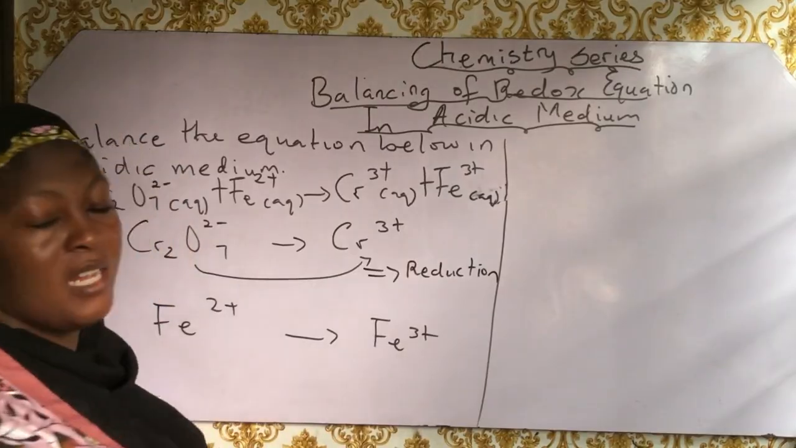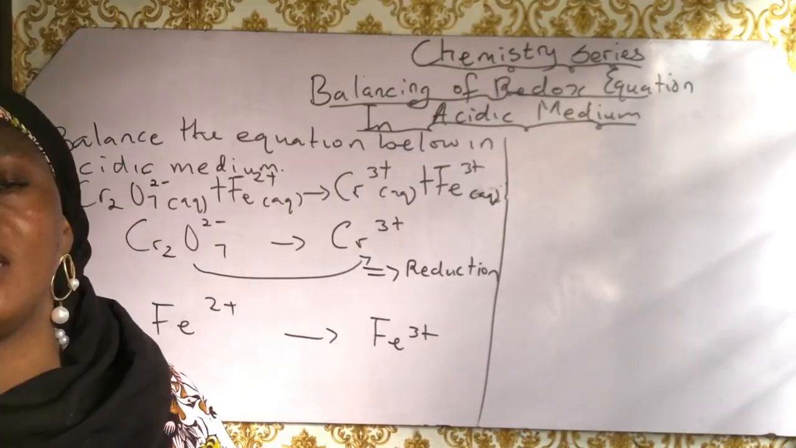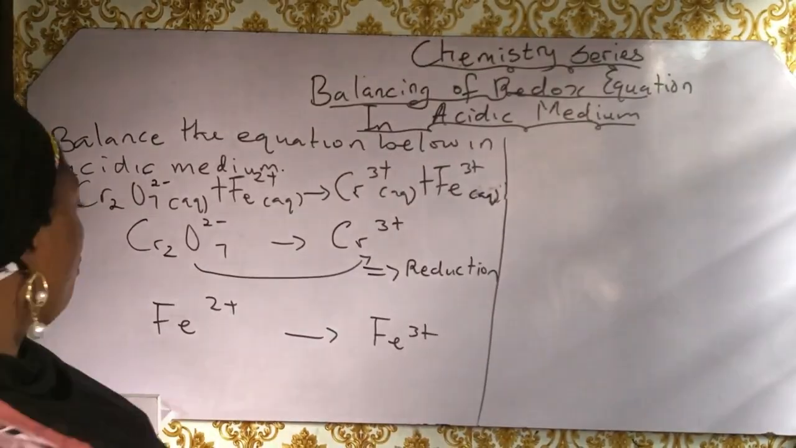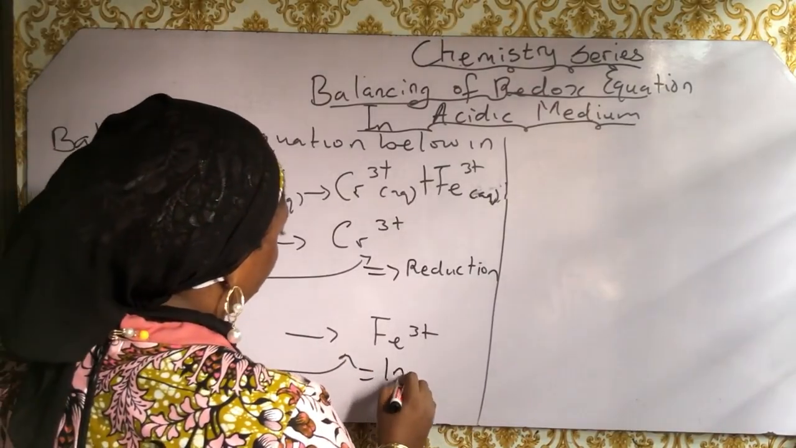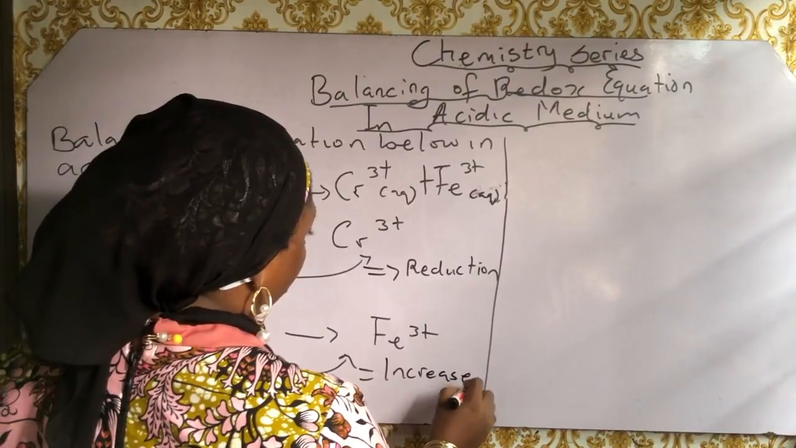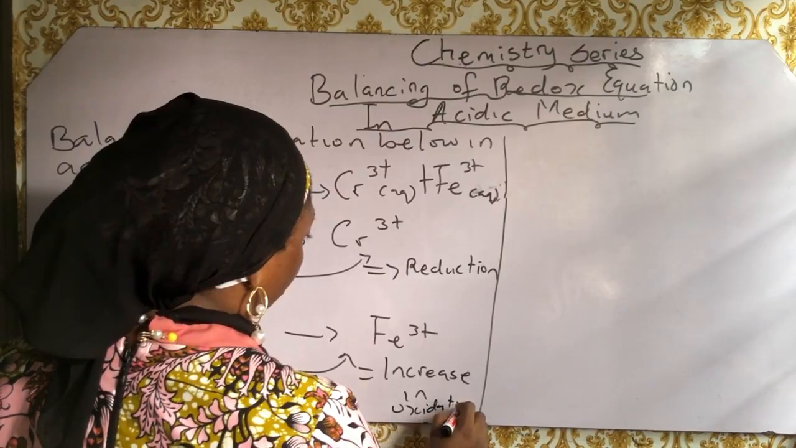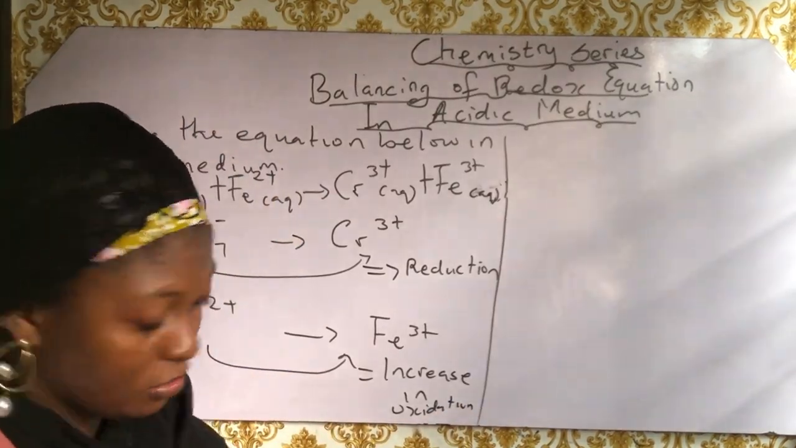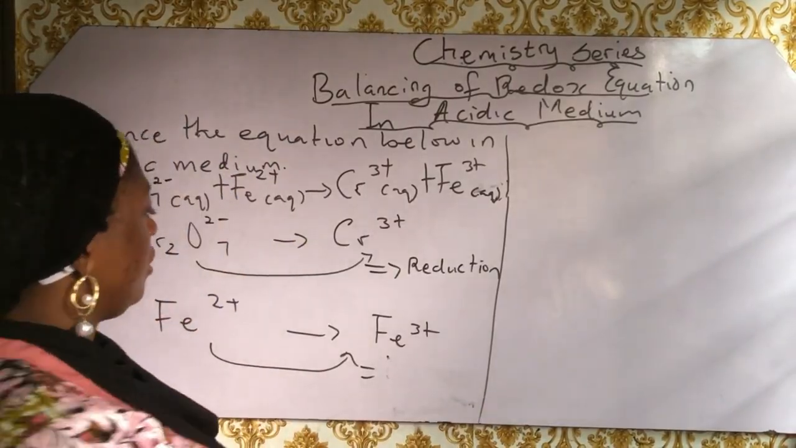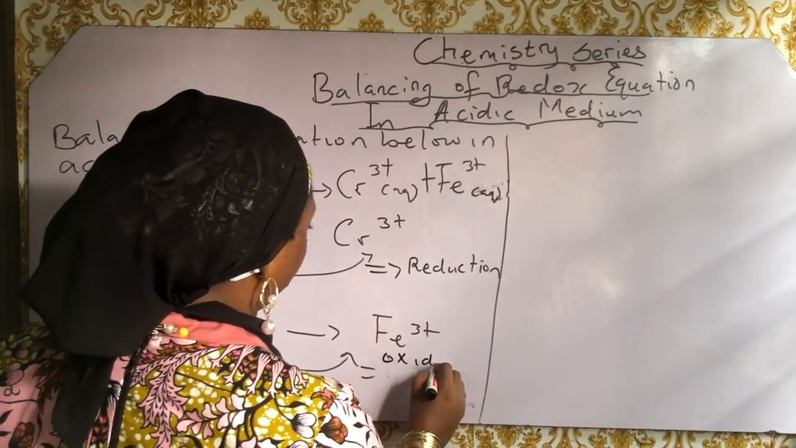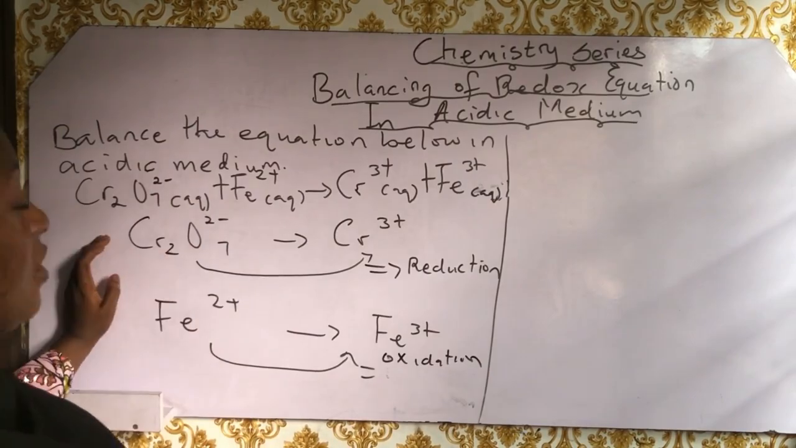And here you can see Fe2+ changes to Fe3+. You can see that there is an increase in oxidation number. So we define oxidation as the increase in oxidation number. I think I should just write oxidation. So this is oxidation. Okay, so now let's try to balance the first half reaction.